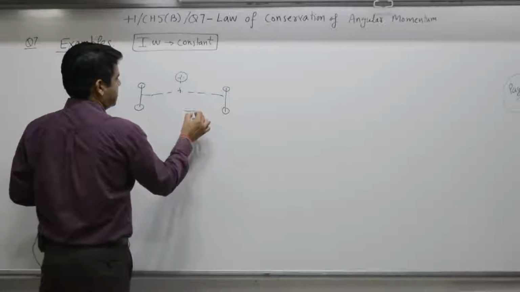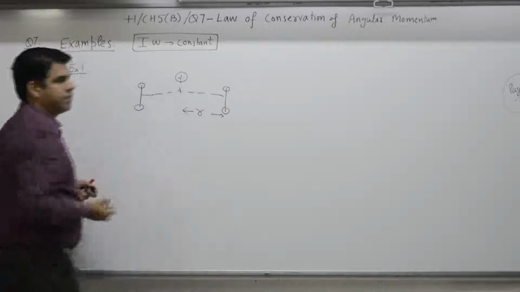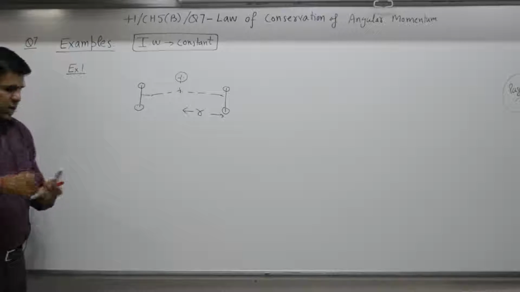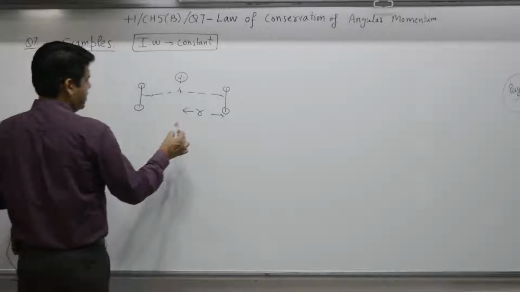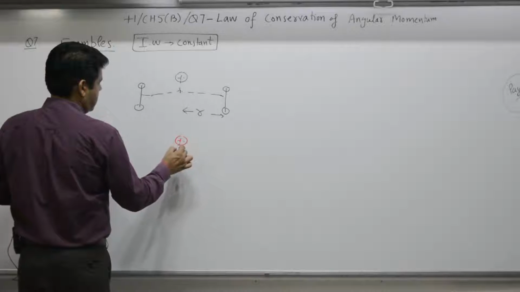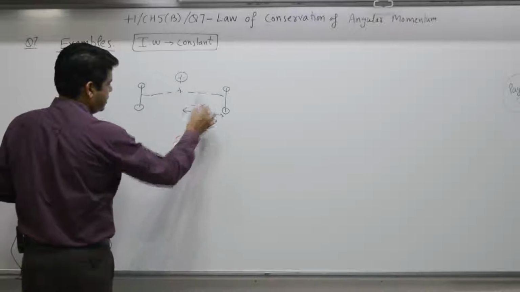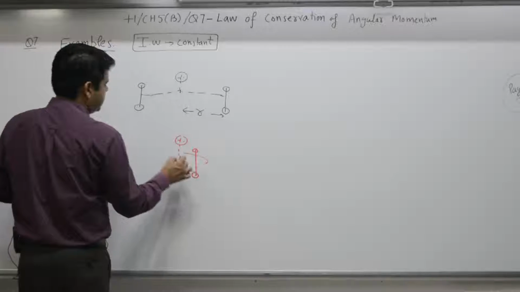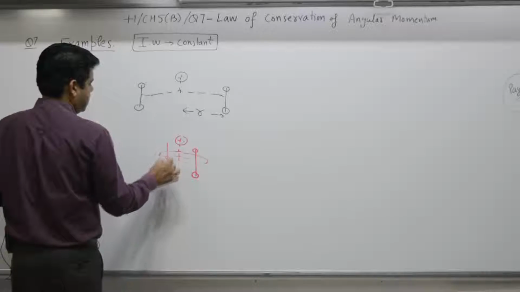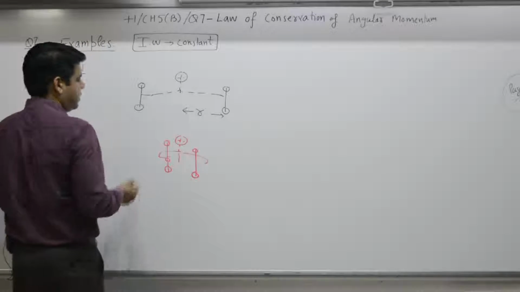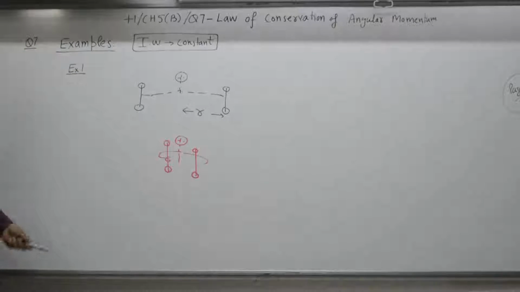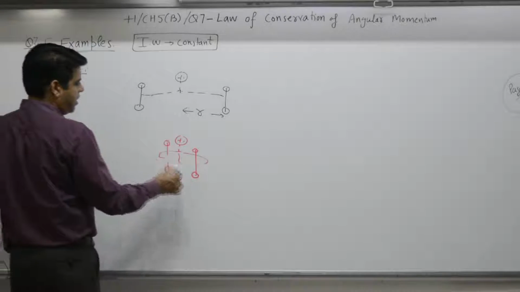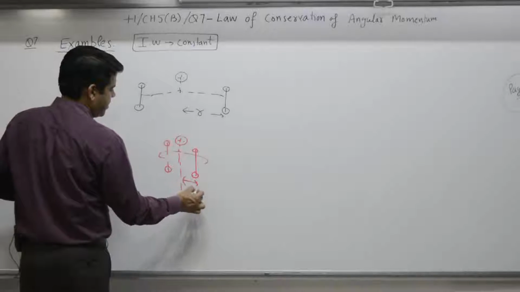This distance is, say, R. This is the initial diagram. And after some time, the person draws the hand close and the dumbbell's new position is this one. Say half of R, R by 2.